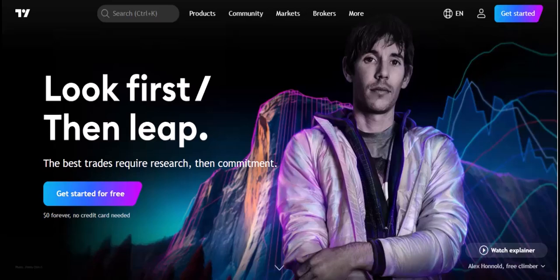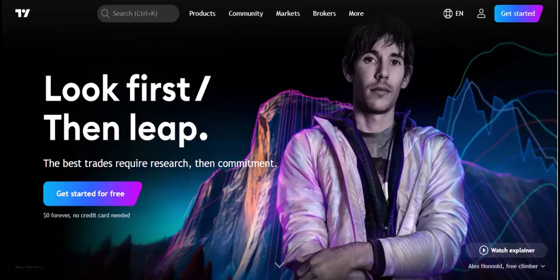Ever wondered if your favorite charting platform could also be your bank? You know, the one where you spend hours analyzing charts, perfecting strategies, and maybe even pulling out a few hairs in frustration. I'm talking about TradingView. A question we hear surprisingly often is, how do I deposit money directly into TradingView?